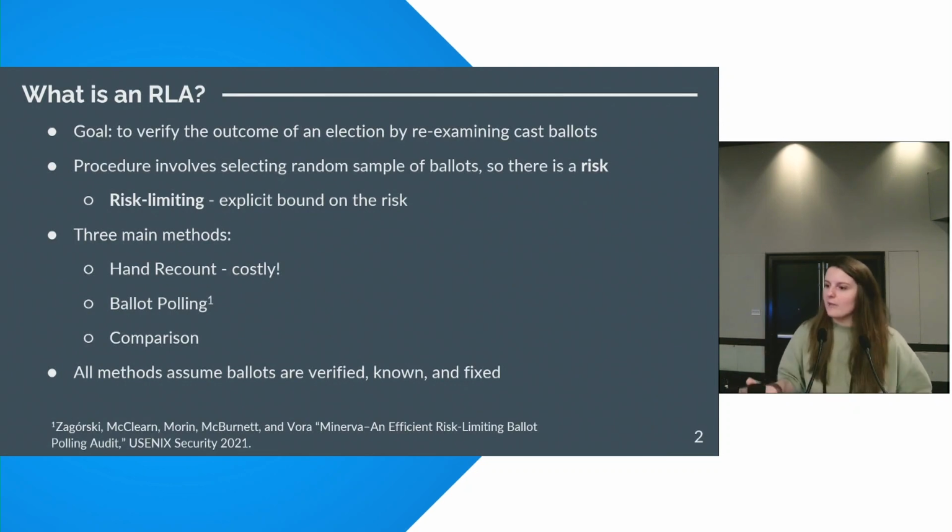The first is a hand recount. This technically has no risk because you're literally looking at every single ballot cast in the election. This can take weeks to complete. It's super costly, so it is not an ideal method for auditing due to time restrictions on reporting election results.